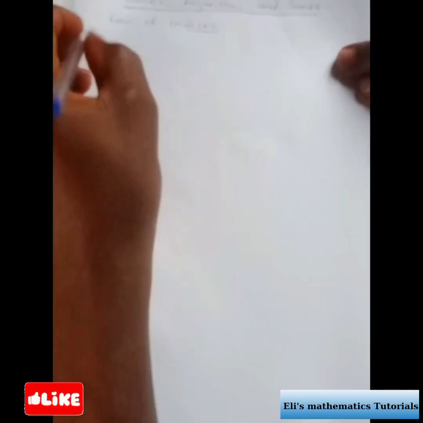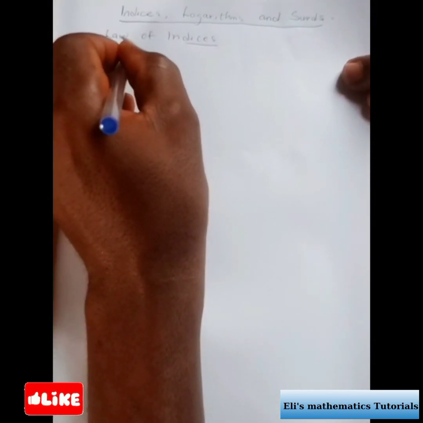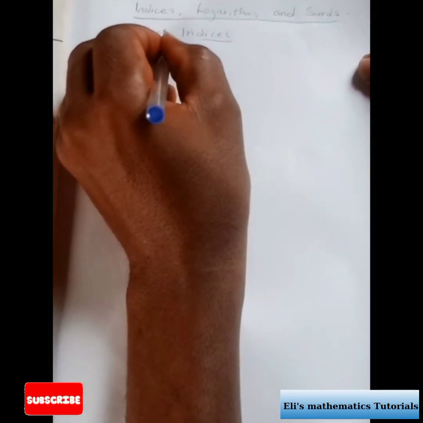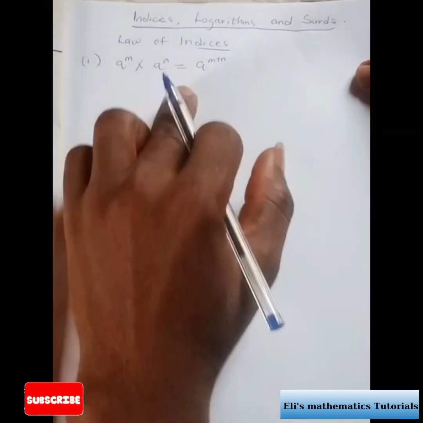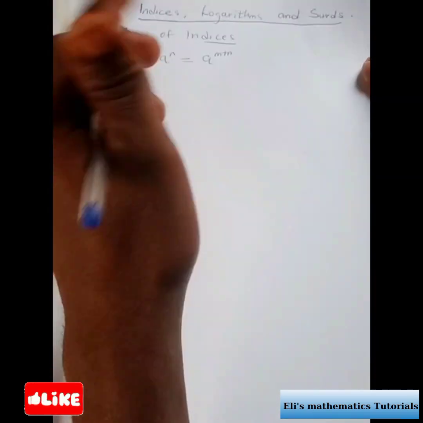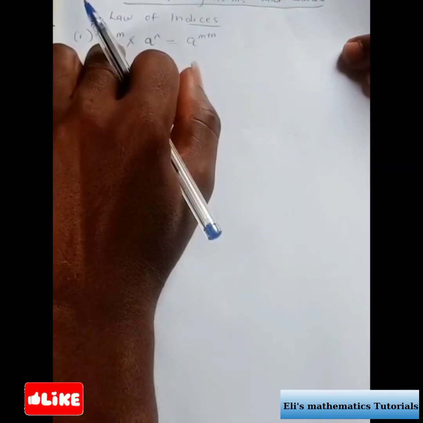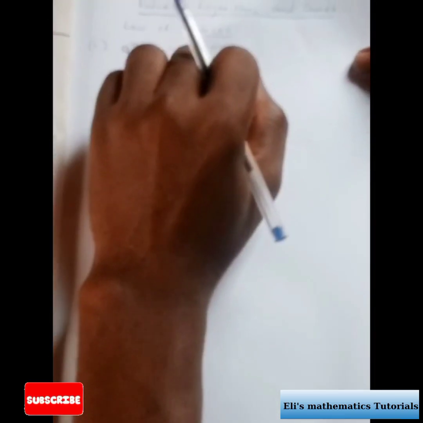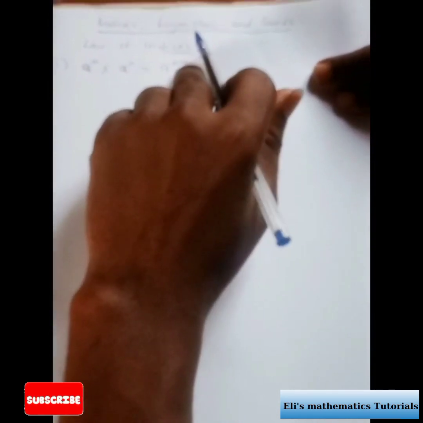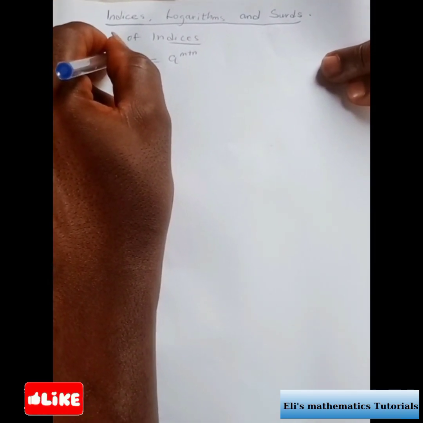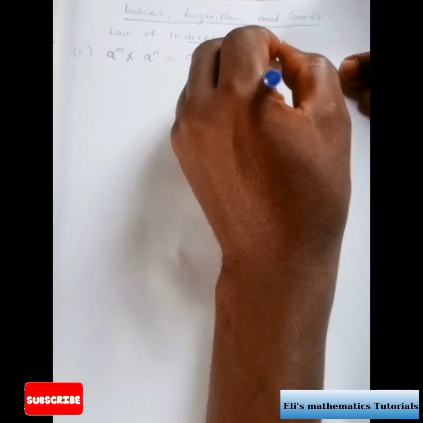Laws of indices. Number 1. This law states that when the bases are the same, you pick one and then you add their powers. The reason why we are adding the powers is because there's multiplication here. So it is called the multiplication law or rule.